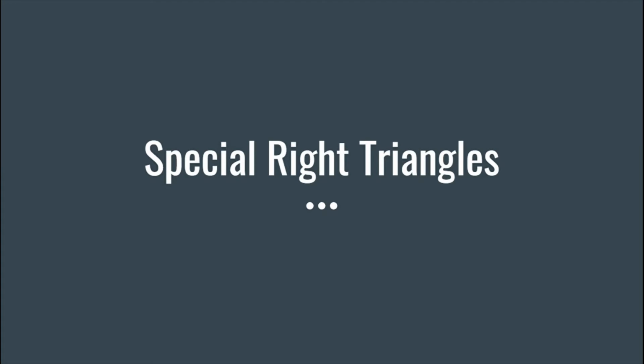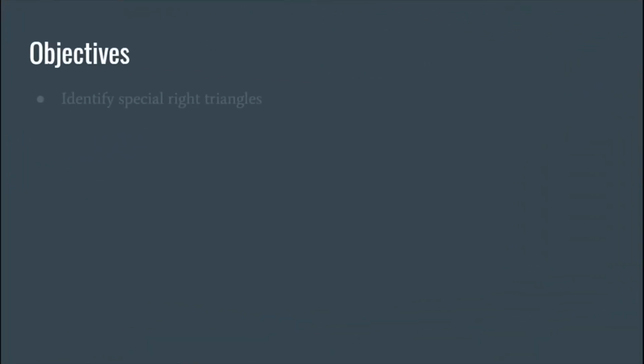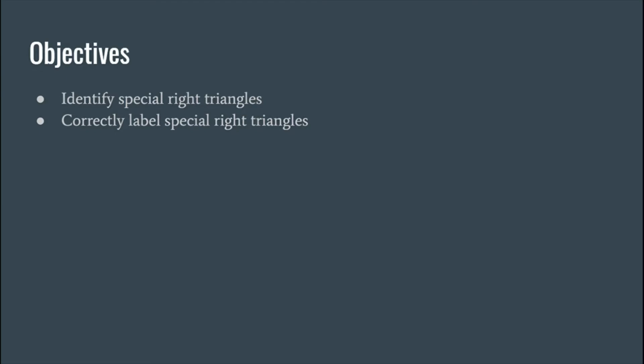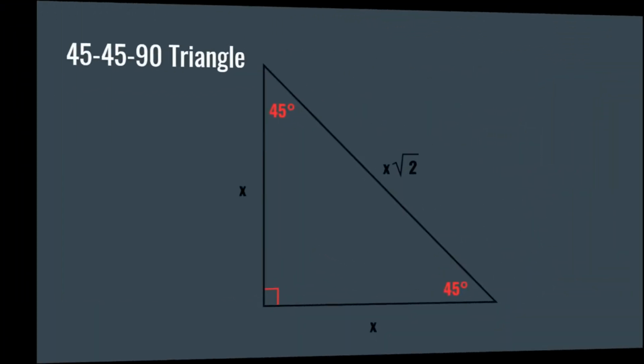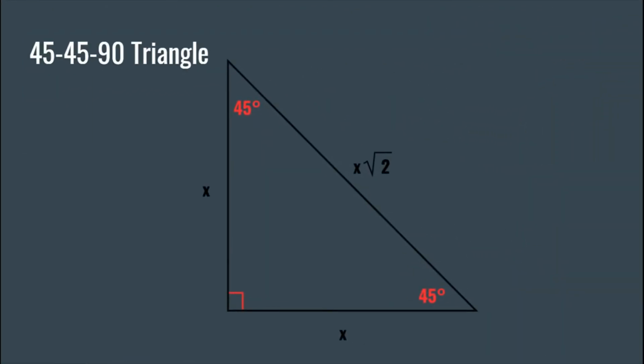For this one, I'll be going over special right triangles. We've got a couple of them, and we're going to identify them and correctly label them. The first special right triangle we have is the 45, 45, 90 triangle.